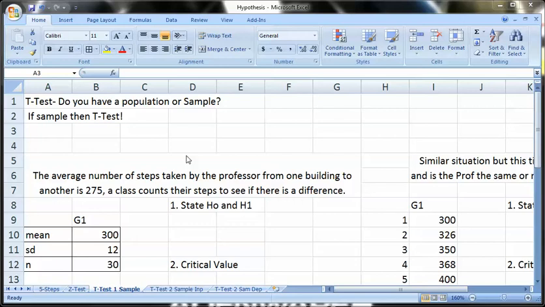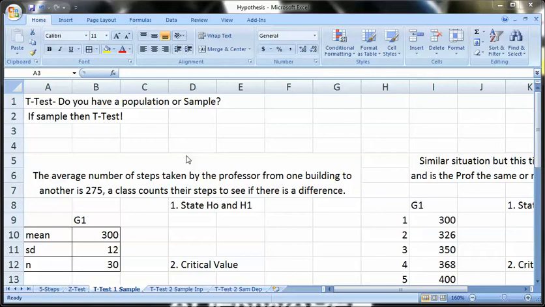All right, we're on the t-test one sample tab, and the question to determine whether or not you use a t-test or a z-test is, do you have a population or a sample? Or more specifically, do you have a population standard deviation or do you not? If you have a population standard deviation, then you can use the z-test. If you do not have the population standard deviation, then you use the t-test. Because population standard deviations are so rare, more often than not, you're going to be seeing the t-test.